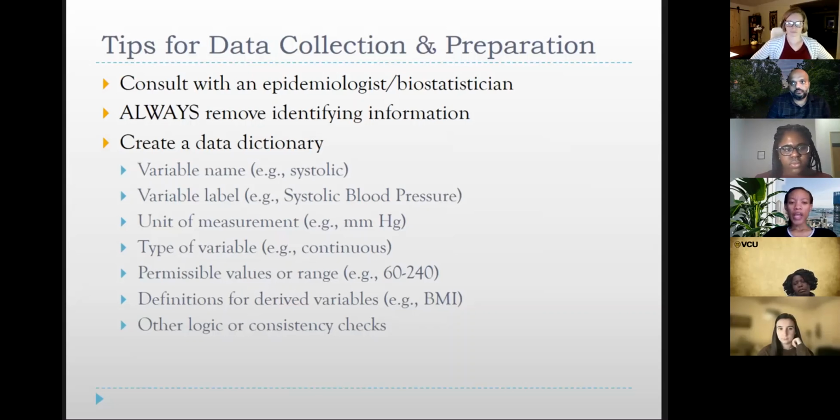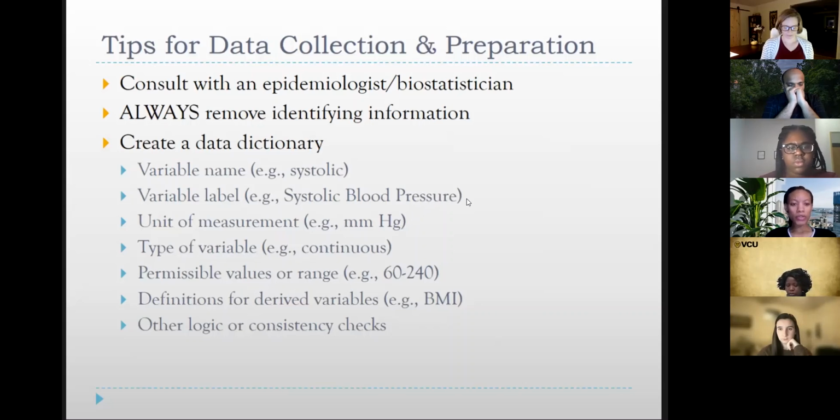So for the variable name, you want to make it something simple. Usually most programs will accept 8-character variable names, no spaces, and then having letters, numbers, and potentially underscores if you want to include those. That's what the name is going to be in the data set, but the variable label is what you would call it in everyday language. So for instance, if our variable was named systolic, then our variable label will be systolic blood pressure.